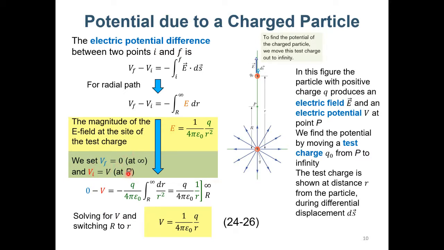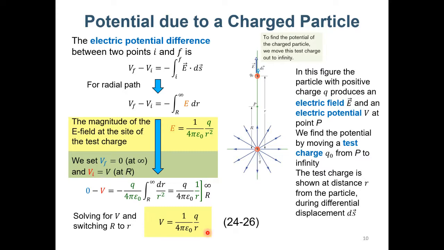And we set Vf to be 0 at infinity. And Vi will be V, so that after this simple integration, the voltage at this point will be 1 over 4 pi epsilon 0 Q over R.